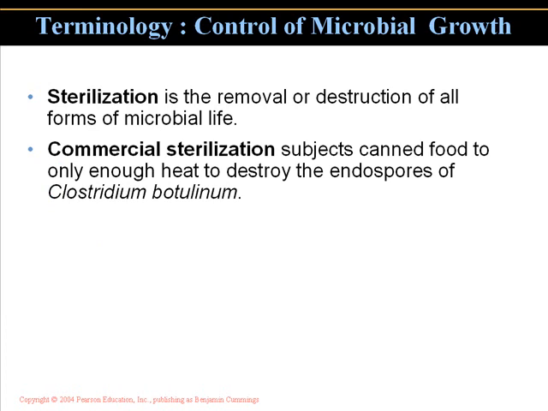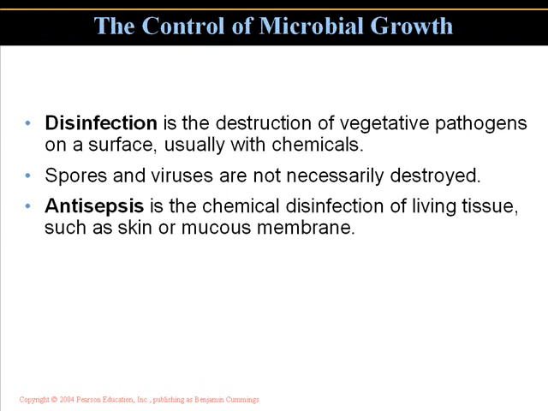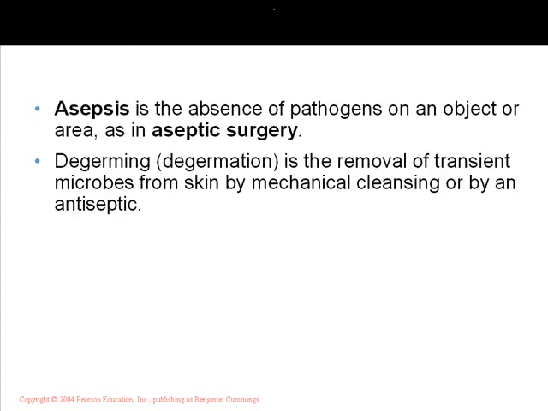Then there are forms of commercial sterilization. This happens with canned food processing. The heat will help destroy the endospores. That was one of your lab responses. Endospores of Clostridium botulinum. Disinfection, destruction of vegetative pathogens on the surface, usually with chemicals. Spores and viruses are not necessarily destroyed. Antisepsis is the chemical disinfection of living tissues such as skin or mucous membrane. Again, chemical disinfection does not necessarily create a sterile surface, okay?